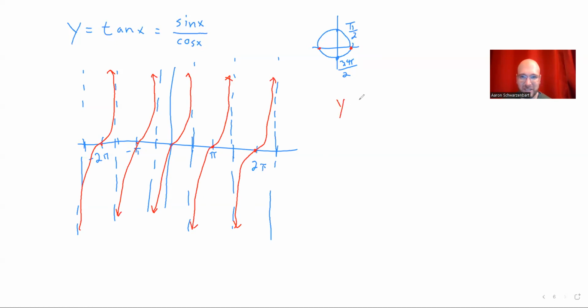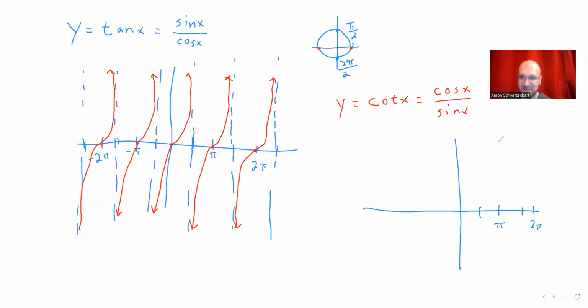If I do cotangent of x, that's the reciprocal of tangent, so cosine over sine. So now my asymptotes are where sine is, and my zeros are where cosine is. So the asymptotes are at 0 and pi.